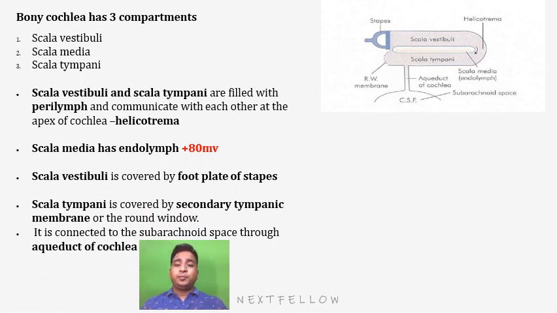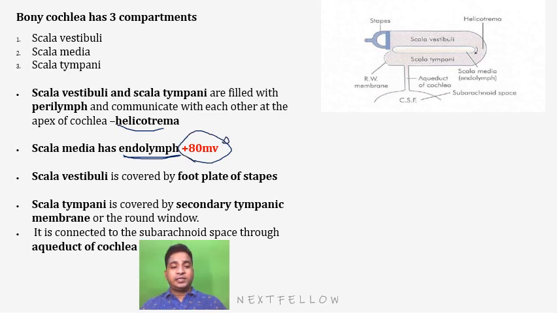Now, this bony cochlea, I've already told you, has three parts: vestibuli, media, and tympani. Vestibuli and tympani are filled with perilymph. They communicate with the helicotrema. Scala media, this middle part, is filled with endolymph. It is not similar to CSF. That's why it has a voltage of plus 80 millivolt.